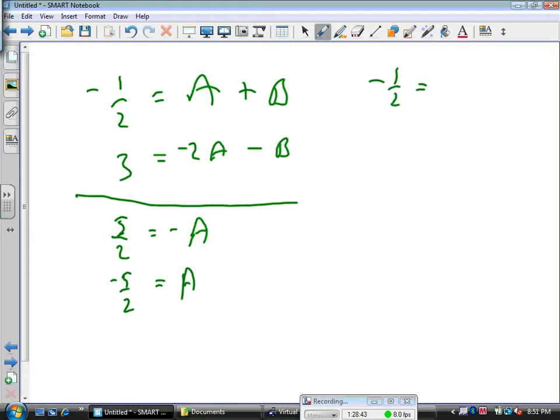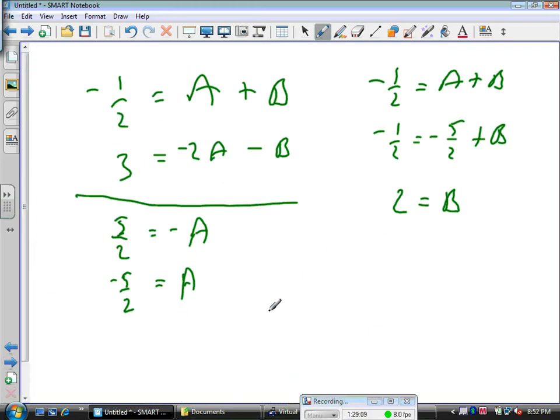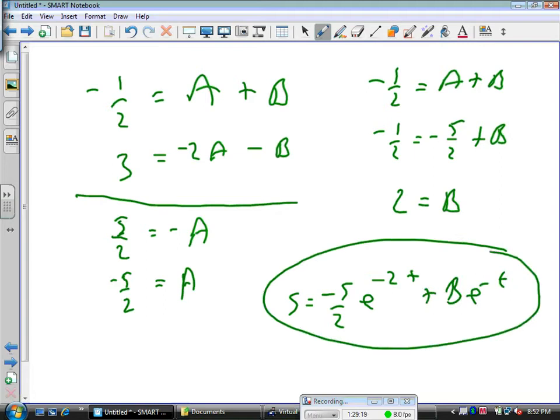Now plug that into one of these and get b. How about the first equation? Doesn't matter, it would work the same for both. We got a is negative 5/2. So what do you get for b? Add it. So I got 5/2 minus 1/2 is 4/2, which is 2. Okay, so what's the solution? S is a e to the negative 2t plus b e to the negative t.